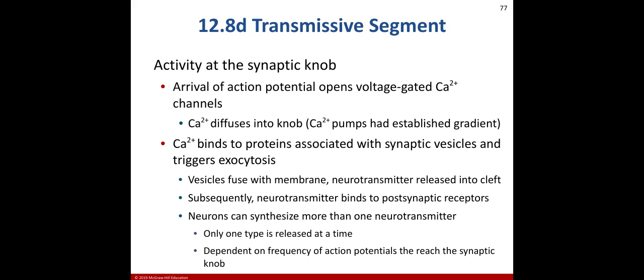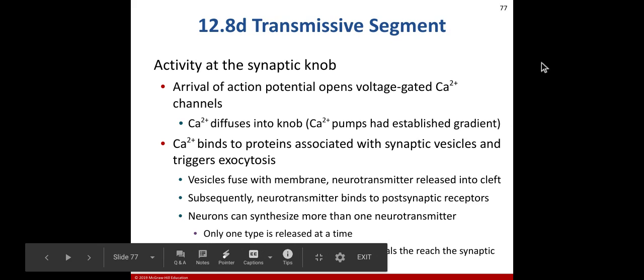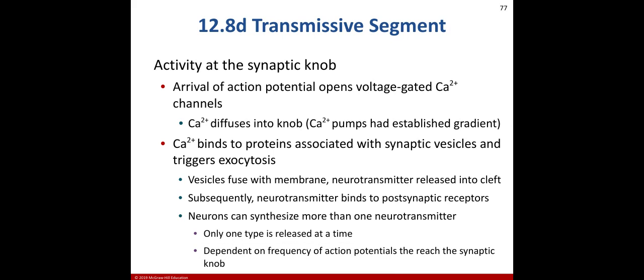Neurons can synthesize more than one neurotransmitter, but only one type is released at a time. And depending on the frequency of action potentials, the reach of the synaptic knob is sort of how it's uptaking those neurotransmitters.